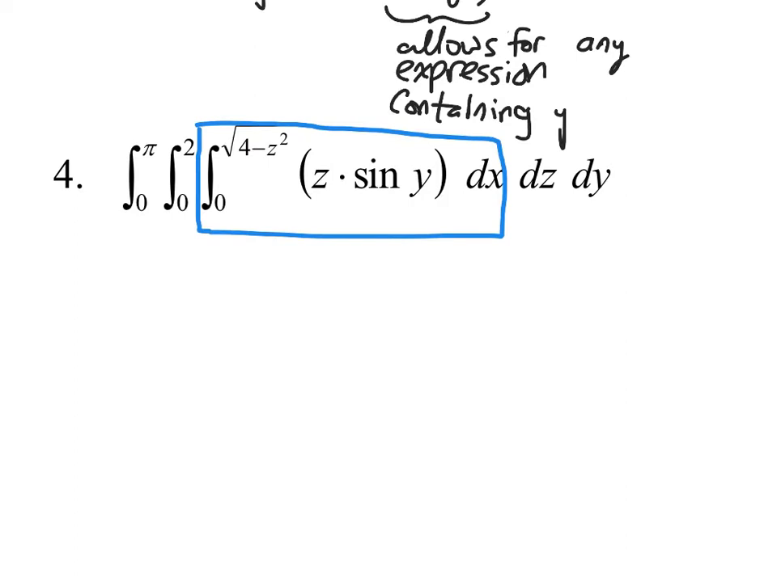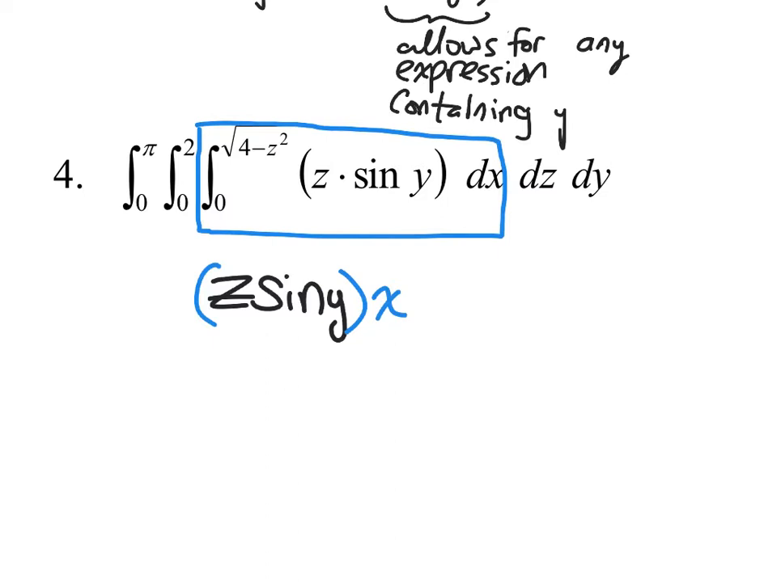Now, if you're rightfully wondering why on earth we're doing this, like what's the purpose of this, stay tuned, we're getting there. All right. So here I see that I have a function contained within the innermost integral that does not contain a single x. That's beautiful. Because when I integrate this, the z sine of y, the integration is just that multiplied by x.